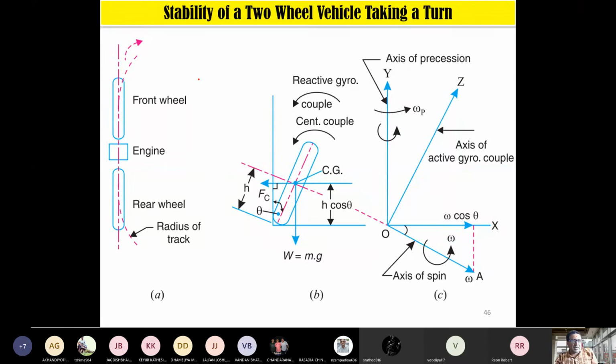In this session, we will check the stability of a two-wheel drive, two-wheel vehicle taking a turn. Earlier it was four-wheel drive, but now we have two-wheel drive, or you can say there is a bike. So here it is shown. This is the front wheel, this is the rear wheel. In between we have the engine. So if it is taking a turn to this side, it's taking a right turn, you can say.